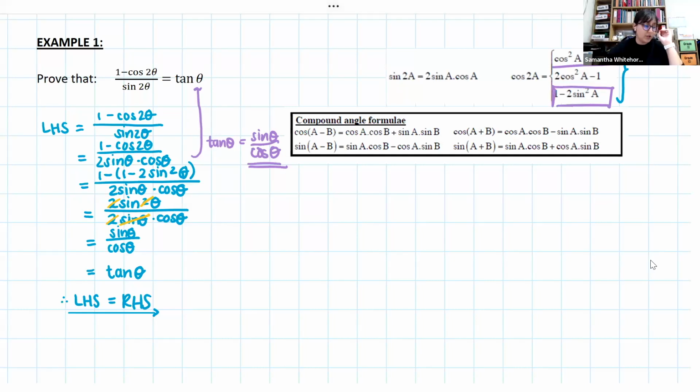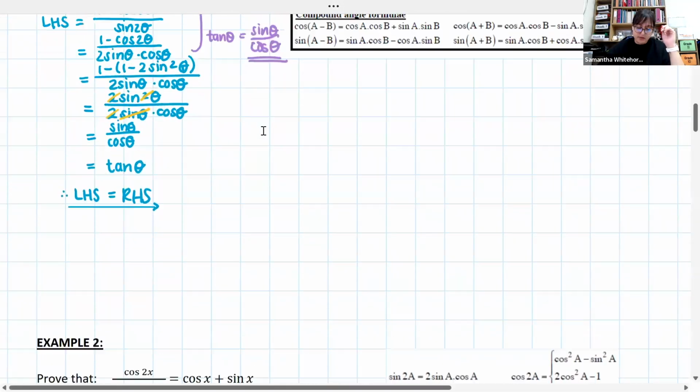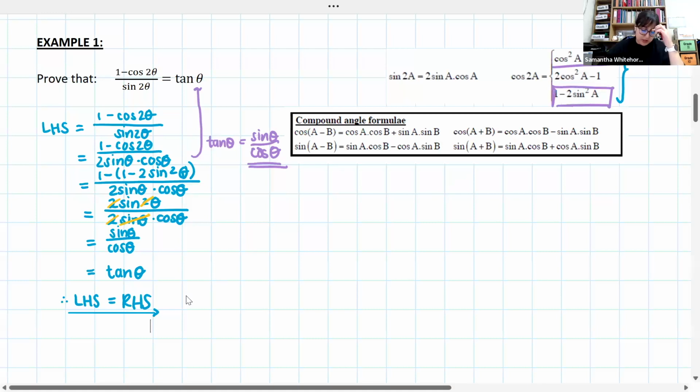All right, so let's take a screenshot of this one. Can't remember if there's another example, if there was a you try. Yes, there's another example. So let's take a screenshot of this. We'll try another one. I'm going to give you one to try by yourself, so don't stress.